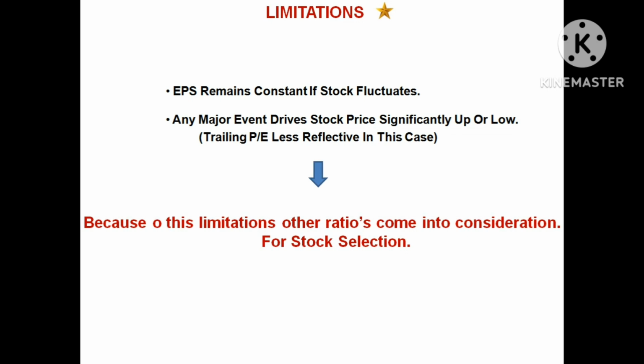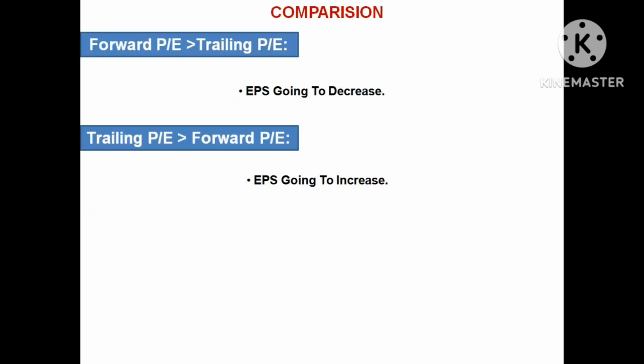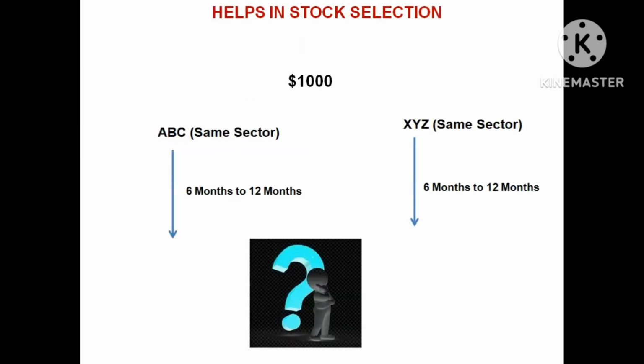Because of these limitations, other ratios also come into consideration for the selection of a stock. And if the forward PE is greater than the trailing PE, the earnings per share are going to decrease. If it is the opposite, the earnings per share are going to increase. And mainly the PE ratio will help to select a particular stock in the same sector over a period of time.